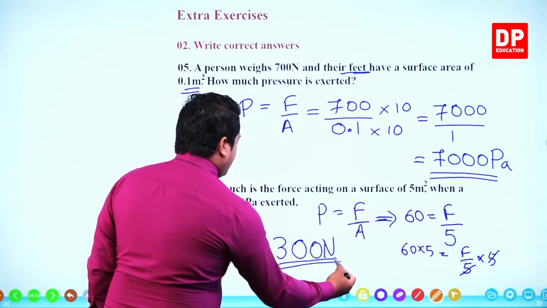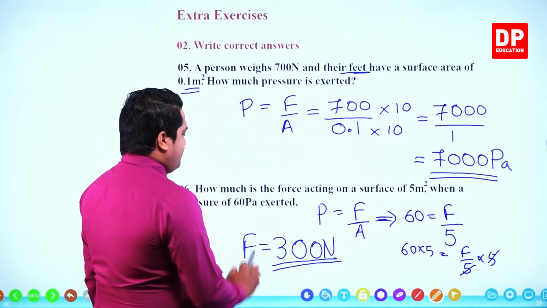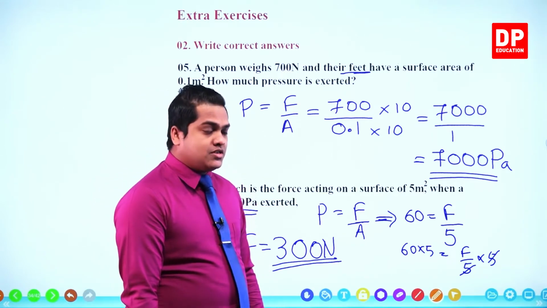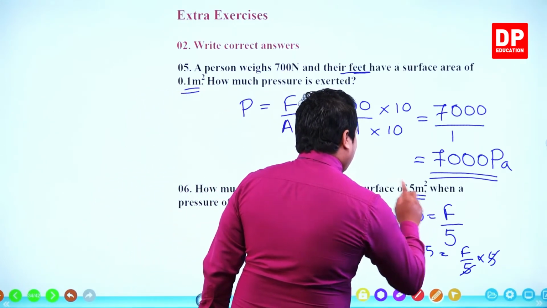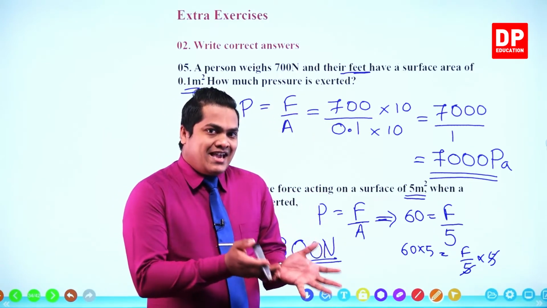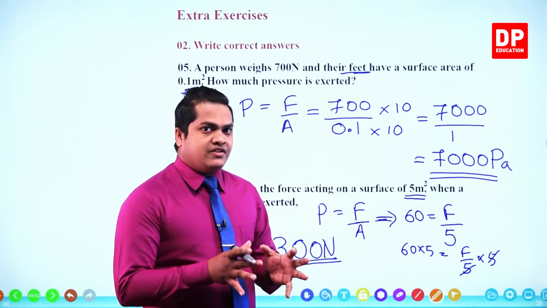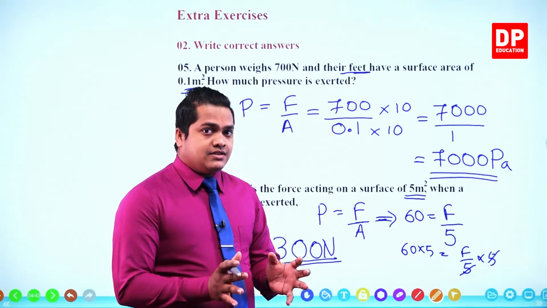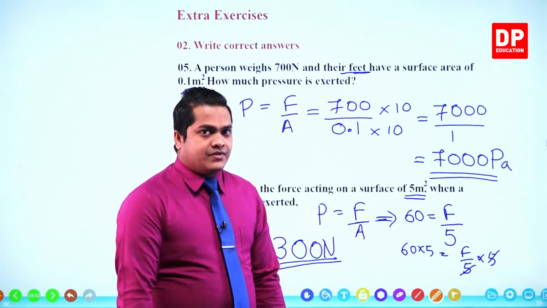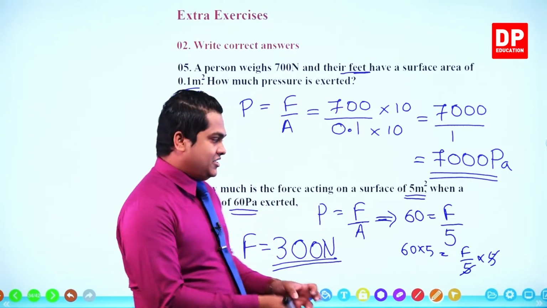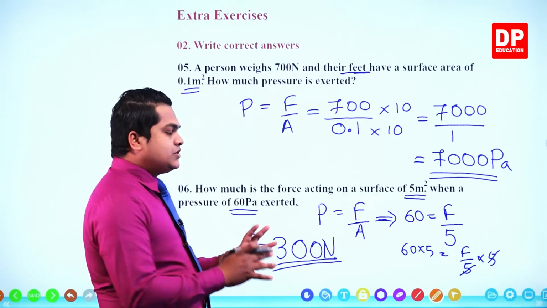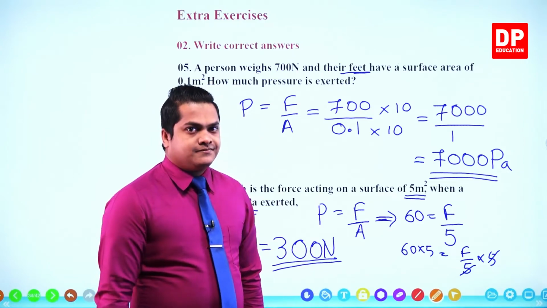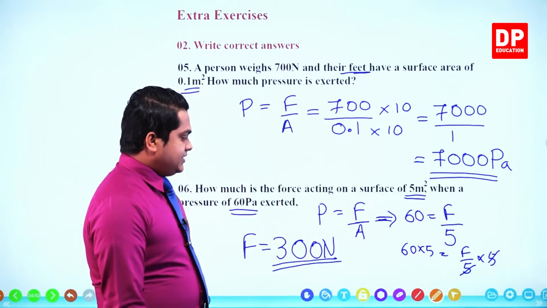300 of what? Newtons. How come it becomes Newton? Because pascal is given in here, which is the fundamental unit of measuring pressure, and square meters is given in here, which is the fundamental unit of measuring area. So if you are going to substitute with the fundamental units, definitely you will be getting an answer in the fundamental units. In this place, we are finding out the force. So my dear children, you will be getting the fundamental unit of force, which is Newton. Okay. So 300 Newton is the answer.